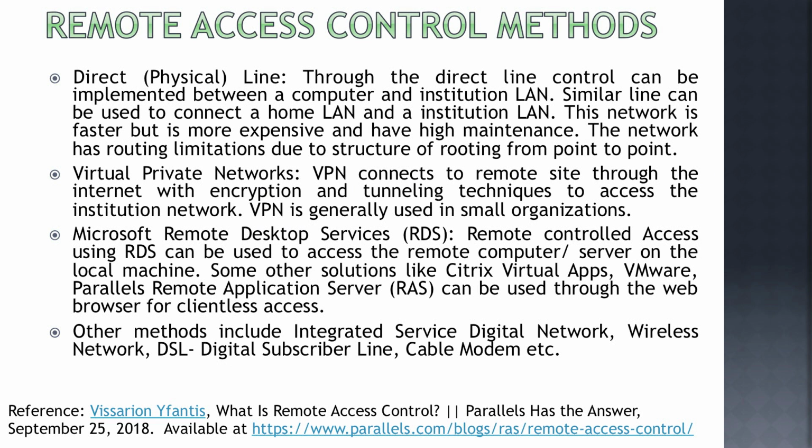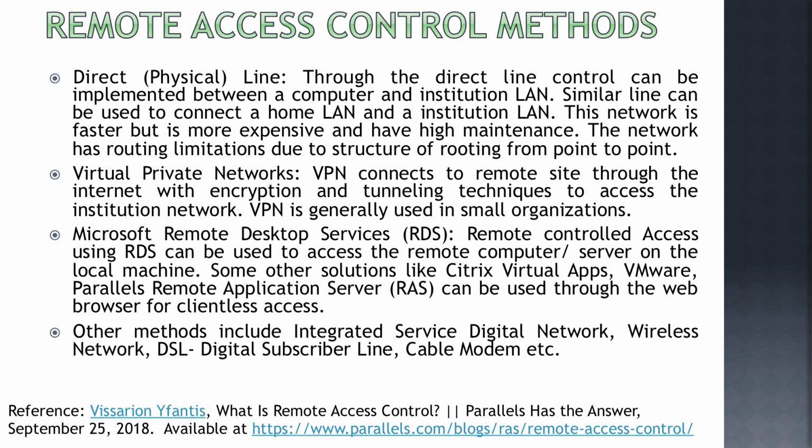There are various kinds of remote access control methods. The first one is the direct physical line. The direct physical line control can be implemented between a computer and an institution LAN. A similar line can be used to connect your home LAN and an institutional LAN. This network is faster, but is more expensive and has high maintenance. This network has routing limitations due to the structure of routing from a point to point network.